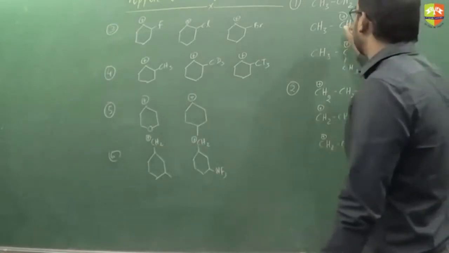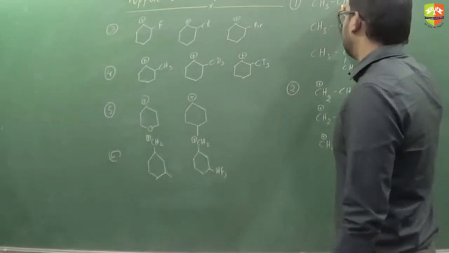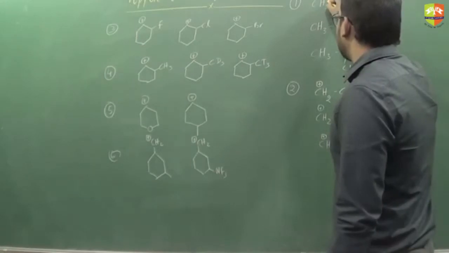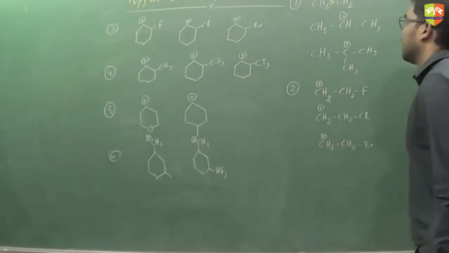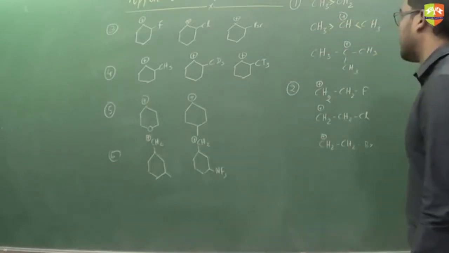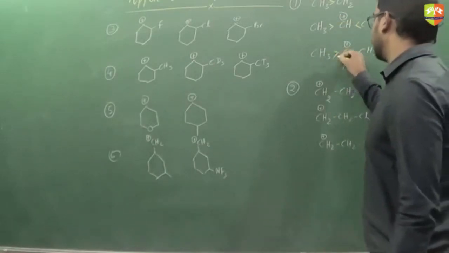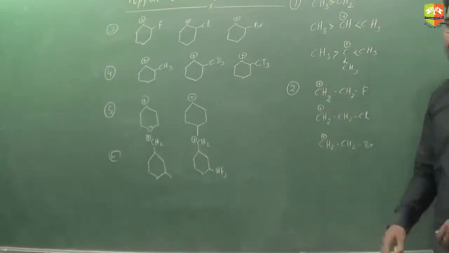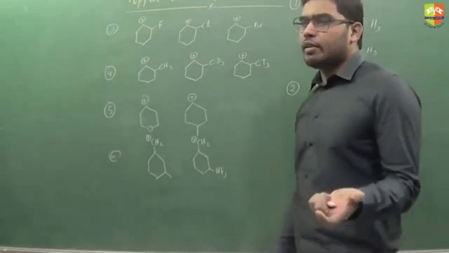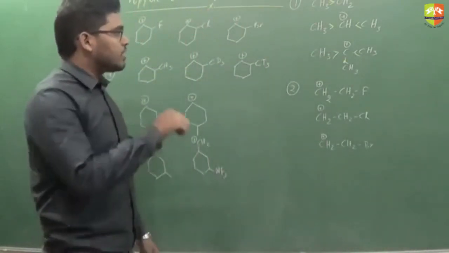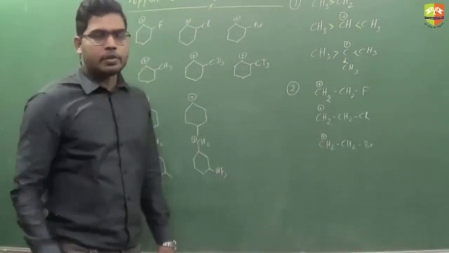You see, this is a carbocation and it has one plus I group attached to it. This carbocation has two plus I groups attached to it. This has three plus I groups attached to it. Always, this stability thing, whether we discuss acidic and basic nature also, is always relative. It is not an absolute thing.